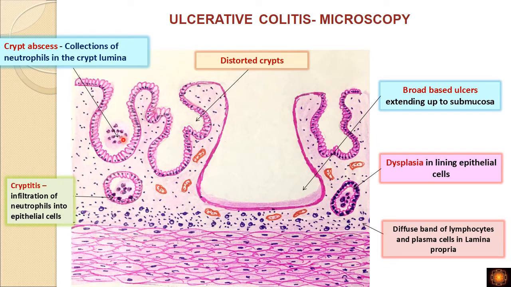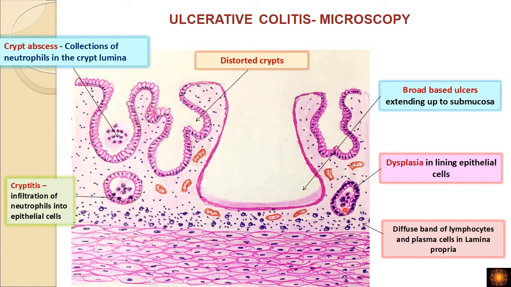Along with the crypt abscess we have cryptitis also. Cryptitis means we have infiltration of neutrophils into the epithelial cells, so we call it cryptitis. So we have cryptitis, crypt abscess, distorted crypts. And another important feature is that we have broad-based ulcers. Now, if you remember Crohn's disease, they are fissuring ulcers, deep fissuring ulcers. But here we have broad-based ulcers which extend only up to the submucosa. They involve only mucosa and submucosa, not more than that.